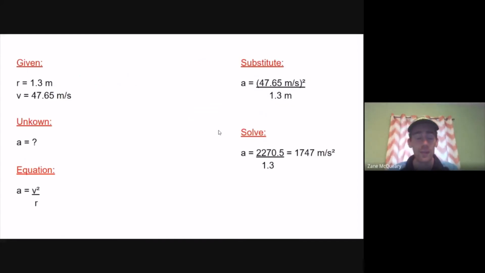Today's lesson has been a brief introduction to centripetal acceleration, to tangential velocity, and some of the very basic aspects of uniform circular motion. Till next time, see ya.